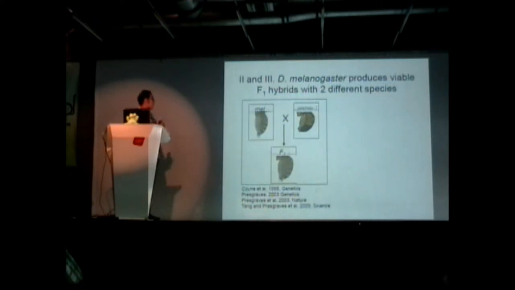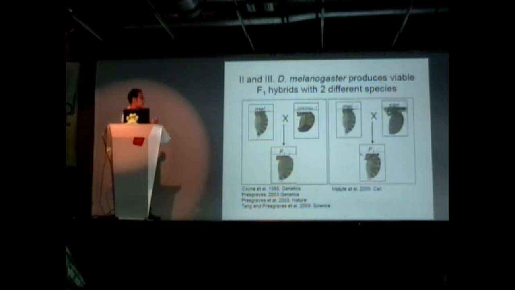Second, Drosophila melanogaster can cross with Drosophila simulans to produce hybrid females that are viable by themselves. This has been pursued quite a lot in terms of finding what genes actually cause postzygotic isolation. But recently, in the lab, we discovered that melanogaster also crosses with Drosophila santomea, a species that diverged from melanogaster about 10 million years ago.